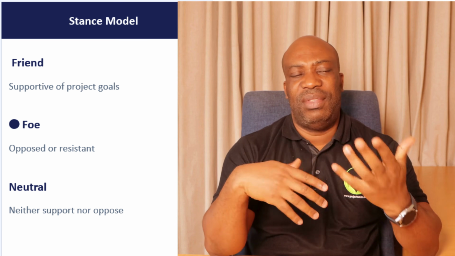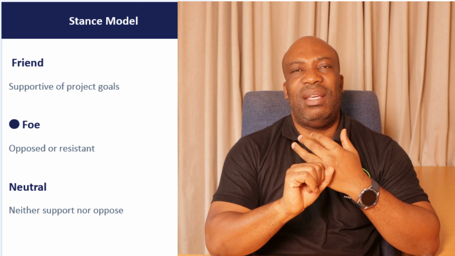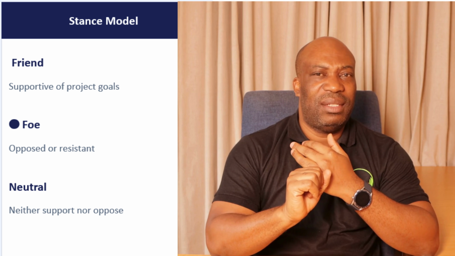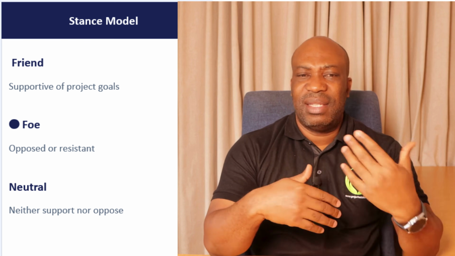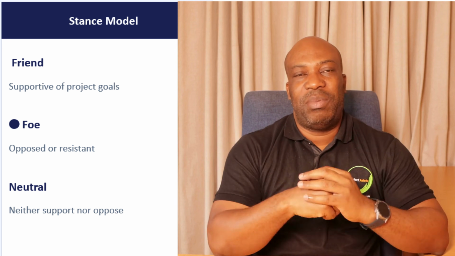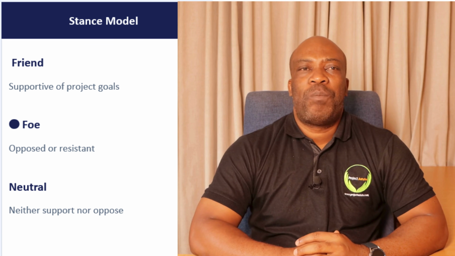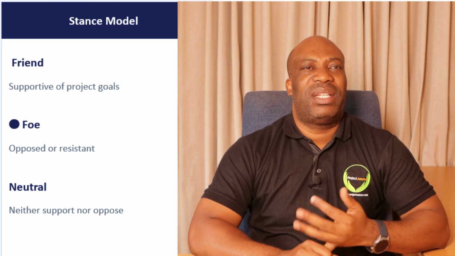So the first one we're going to cover is stance. You need to understand the stance of the stakeholder. What do you mean by stance? You want to understand whether the stakeholder is actually a neutral person to the project, which means whatever happens, they neither support or oppose the project. That is also quite important because you need to manage the expectations if they are neutral, okay? Then you also want to look at if they are resistant or opposed to the project.